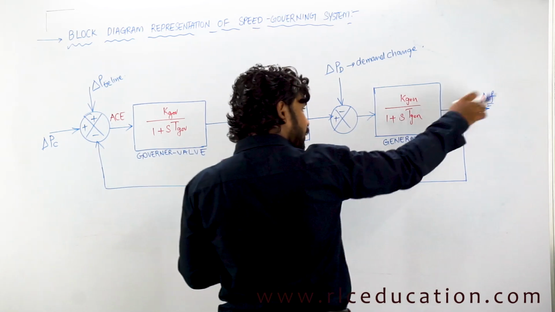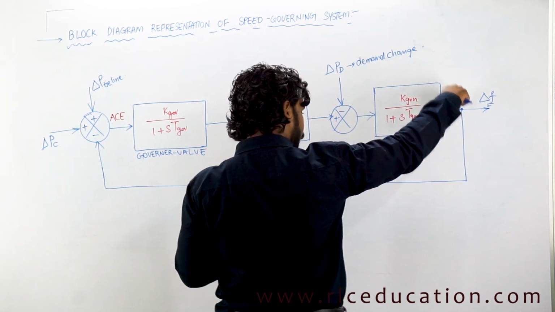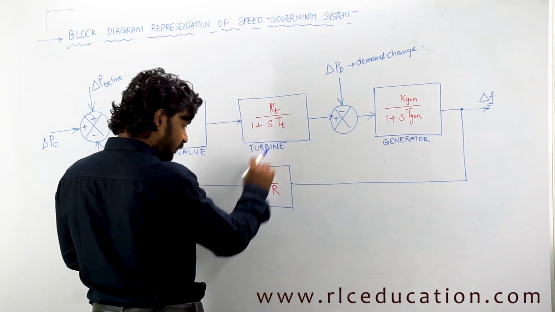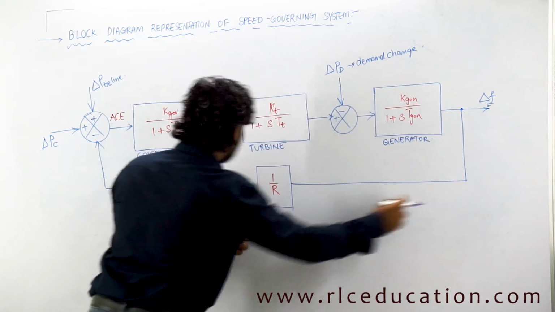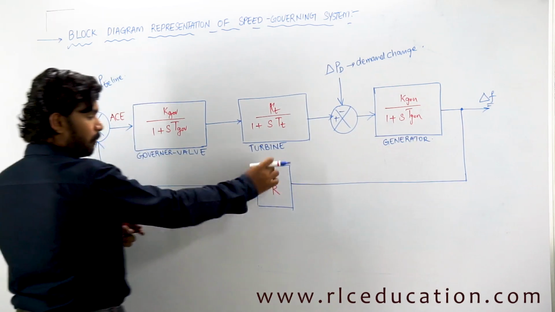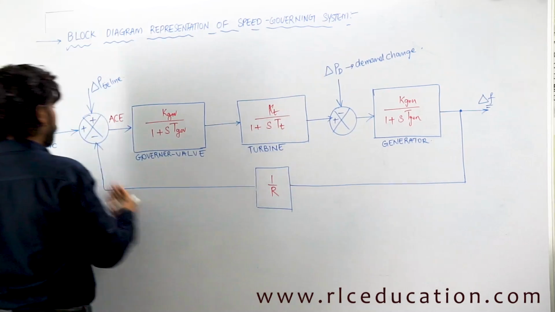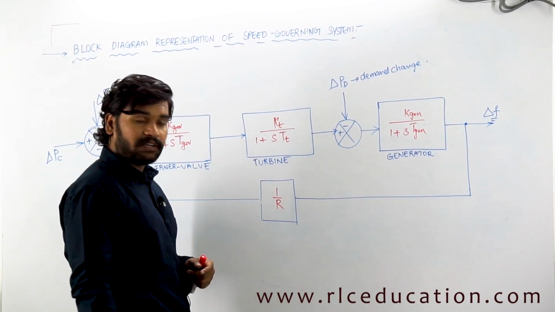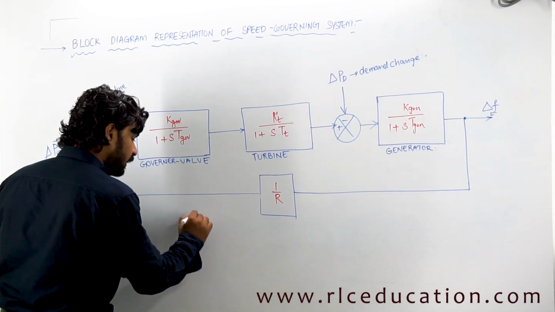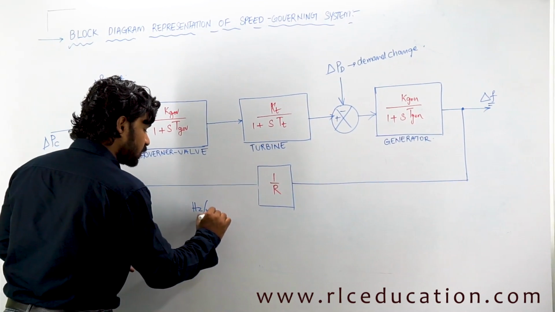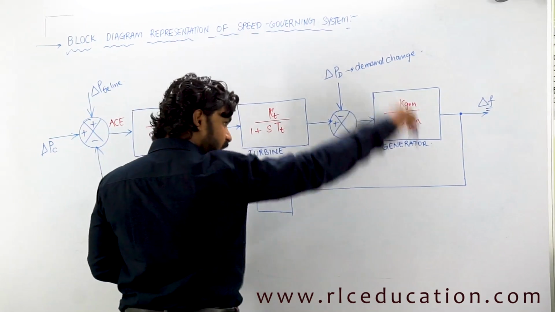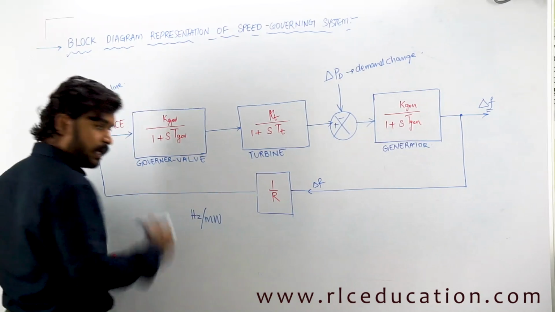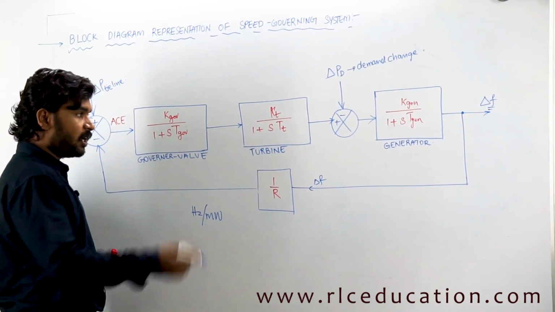If there is any change in frequency, that change will be sensed by this block 1 by R. This is a feedback path, isn't it? This is a negative feedback. So 1 by R becomes a negative feedback sensor to this entire control system. Now, what is the unit of R that we have already seen? The unit of R is hertz per megawatt, isn't it? What is the input to this R? Change in frequency, delta F, is the input to R.